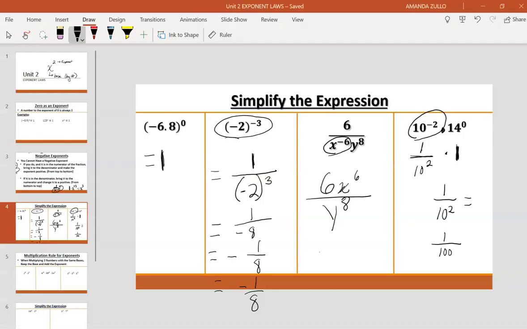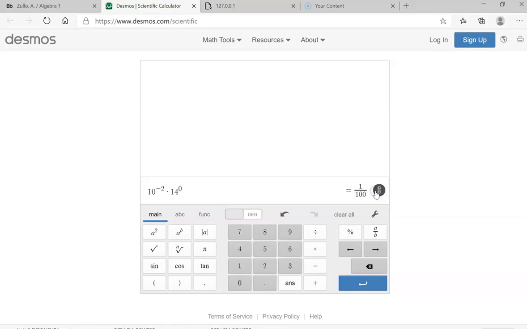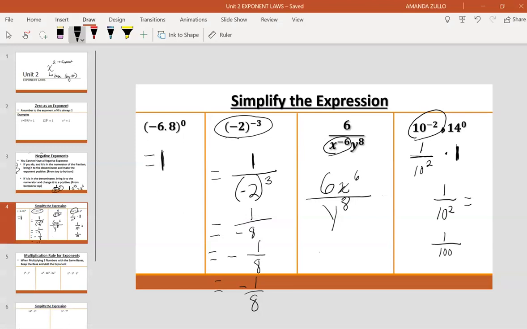Over here, 10 to the -2 times 14 to the 0. You can put that in our calculator. 10 to the -2. I'm going to space it over. You're going to have to hit that over button just to get out of the exponent. You want another base. Times 14 to the 0 power. You get a decimal. Again, we want it in fraction form, so all you have to do is hit that fraction button right there. And you get 1 over 100, which is exactly what we got here.